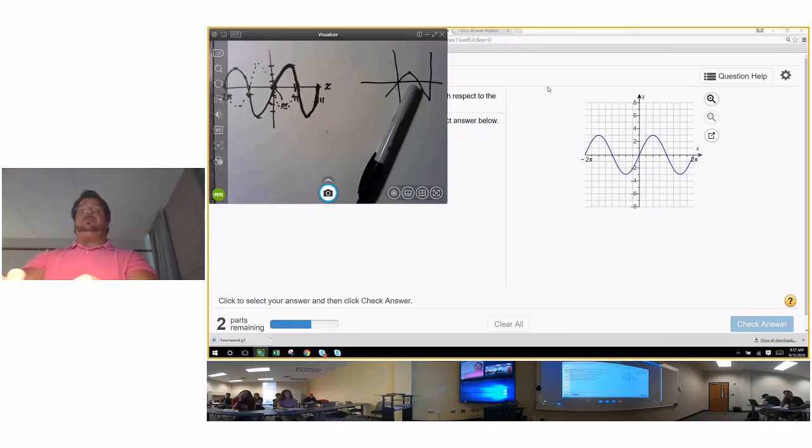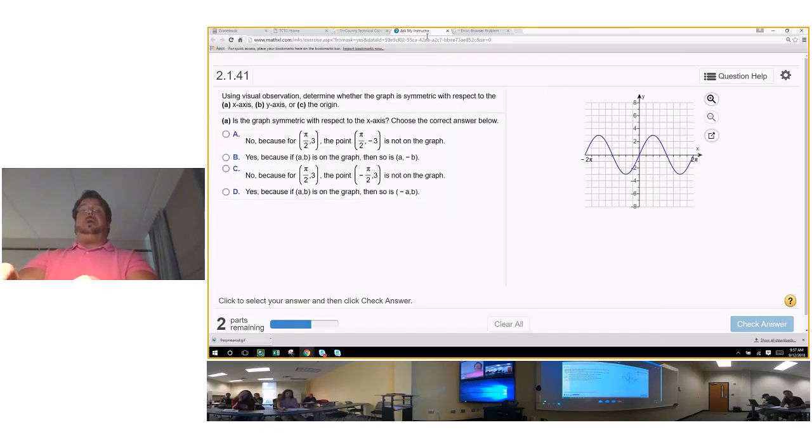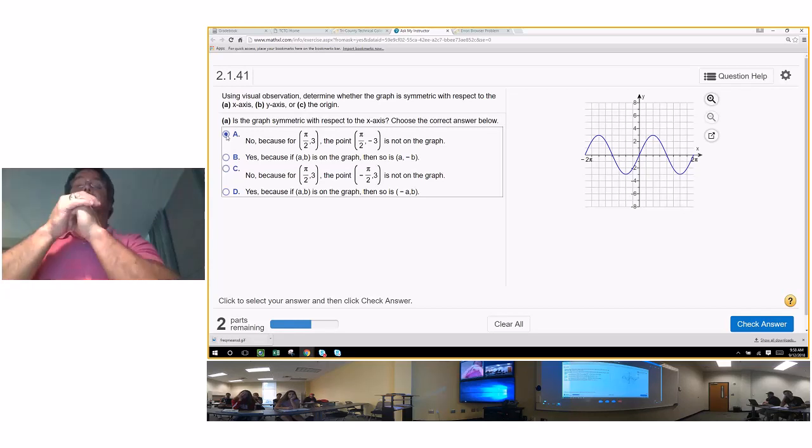All right? Because for pi over 2, 3, the point pi over 2, negative 3 is not on the graph. That's what I would say just for the x-axis. Well, let's look and see which one that is. Now, I'm pointing, you can't see me, but I'm pointing at the graph. I want everybody to look at pi over 2 and 3. That's pi over 2 and 3. That's the vertex of the first hump right there.